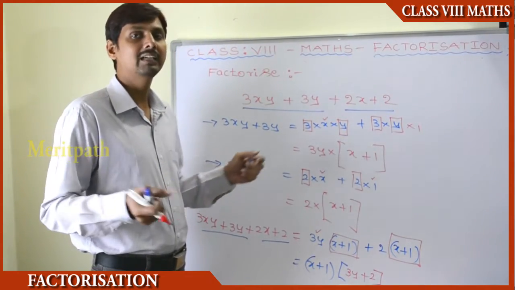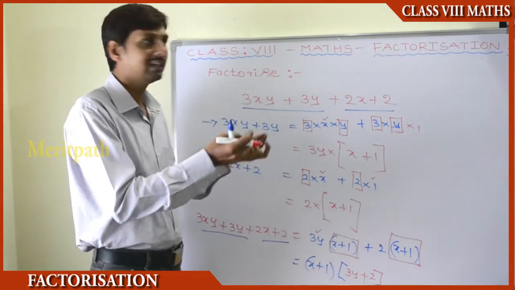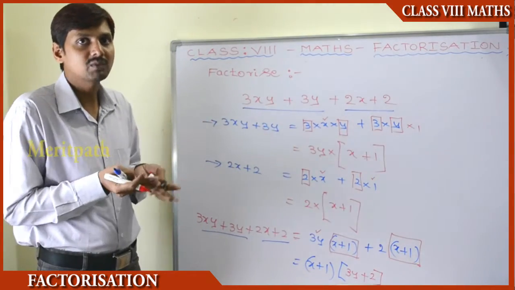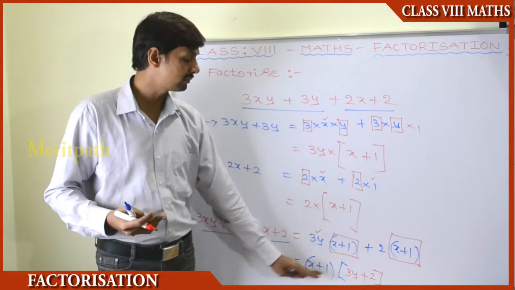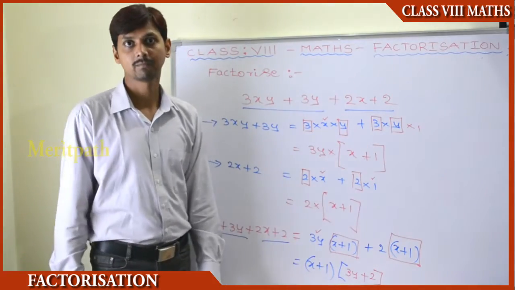That's nothing but regrouping all the terms. Then after regrouping all the terms, we factorize them. Then we got the result of it. That is (x + 1)(3y + 2).